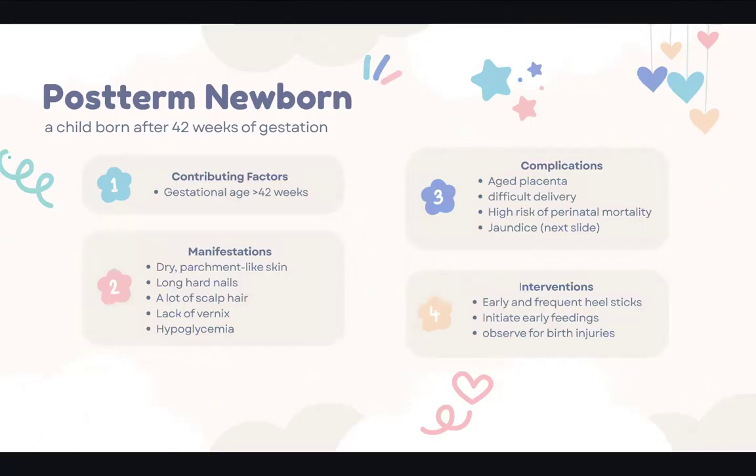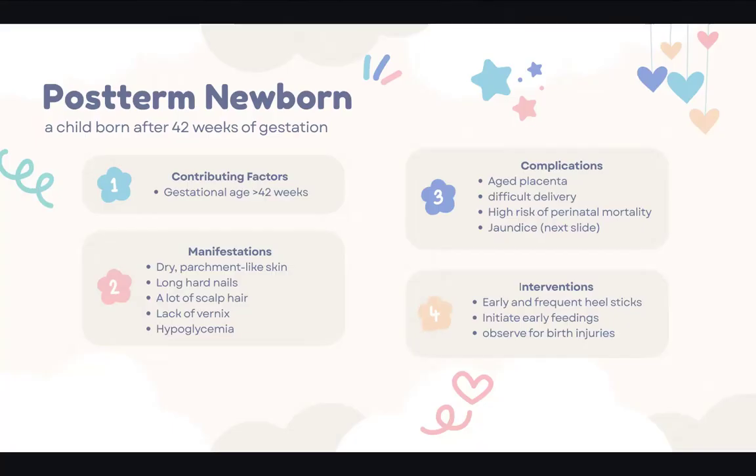Okay, so the post-term newborn is going to be after 42 weeks of gestation. They're going to have dry, cracked skin. They can have really, really long nails, lots of hair. They won't have vernix because they're kind of past that point. And they are also at risk for hypoglycemia. Make sure that you guys know that as well.